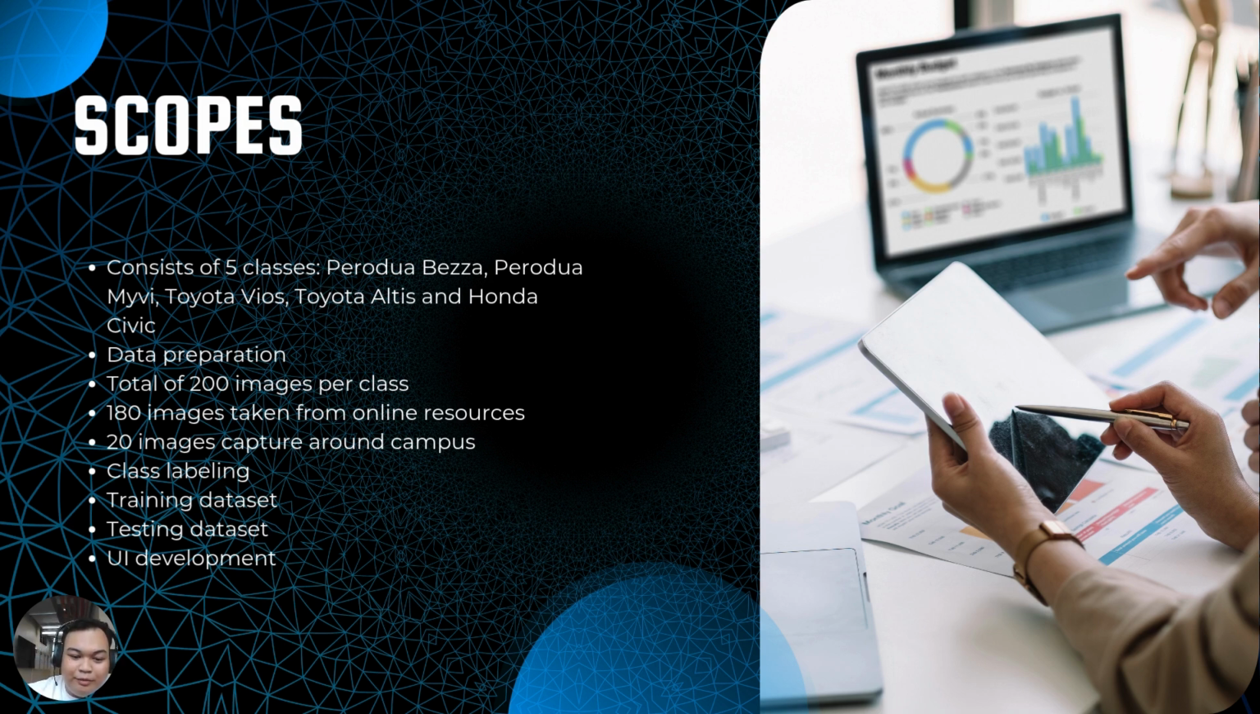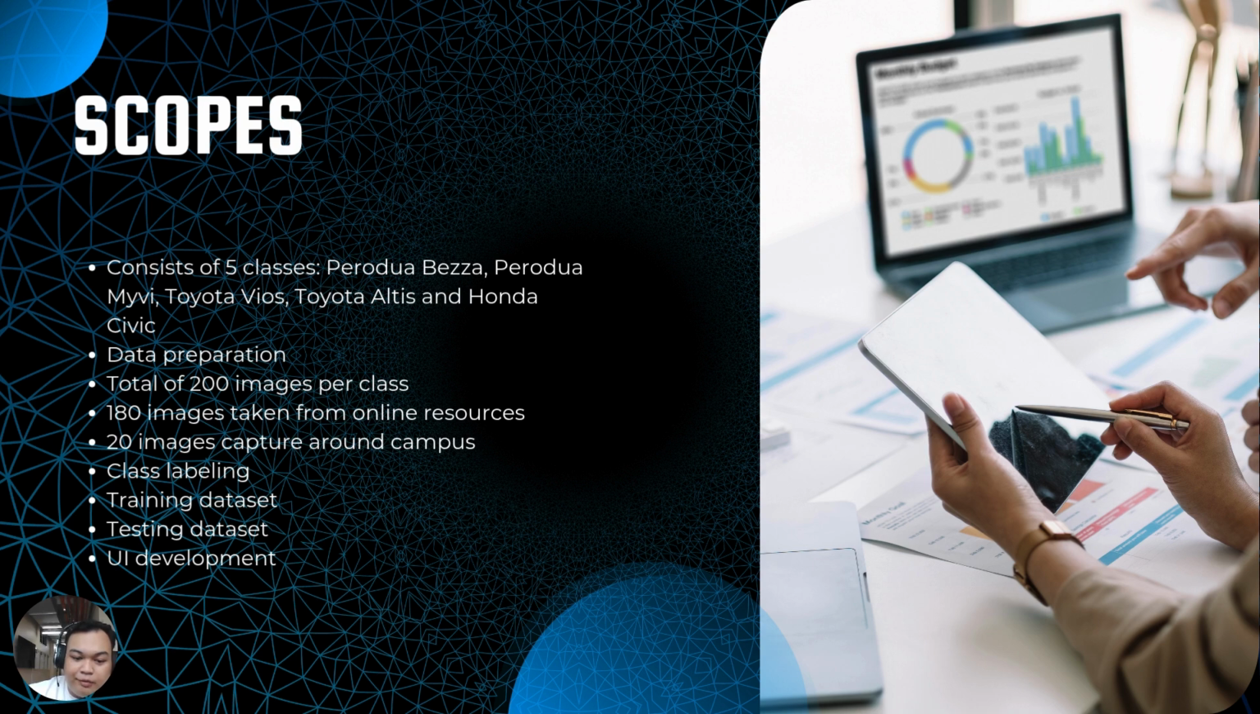Thank you, Desmond. Now we'll talk about the scope of this project. This project will consist of 5 classes of different car models, which are Perodua Bezza, Toyota Vios, Perodua Myvi, Toyota Altis, and Honda Civic. Firstly, one member will be doing the data preparation, where he will look for the training images online and annotate them using Roboflow.